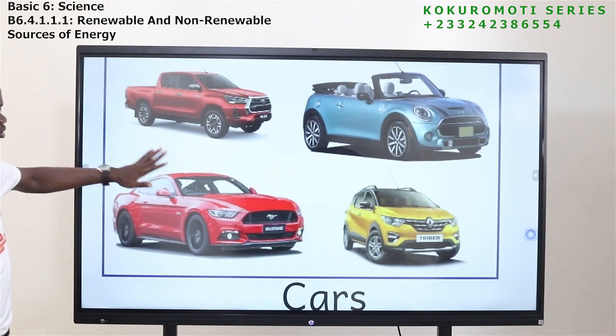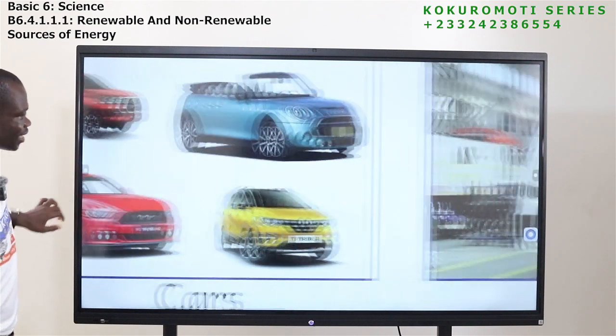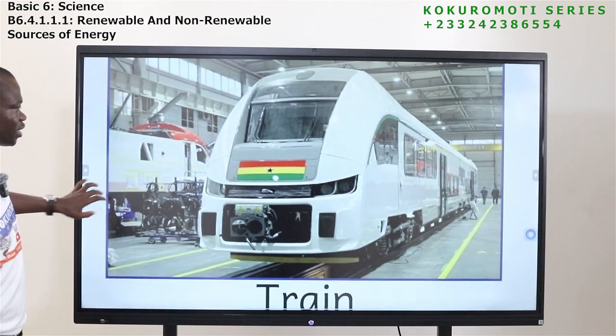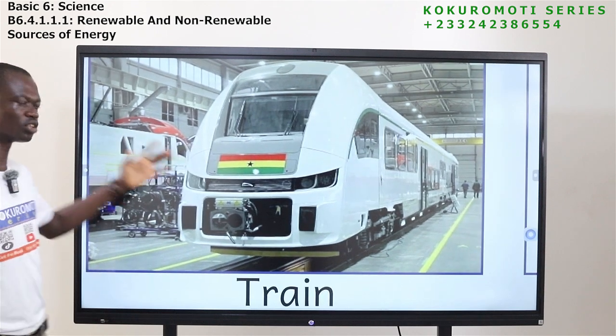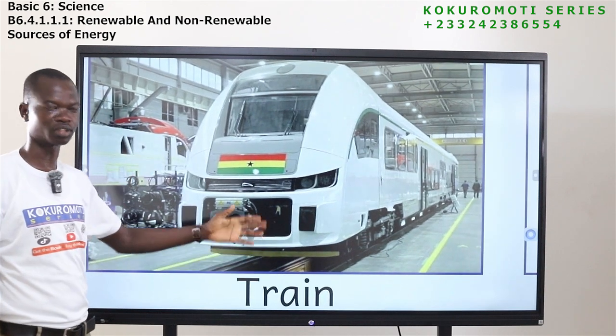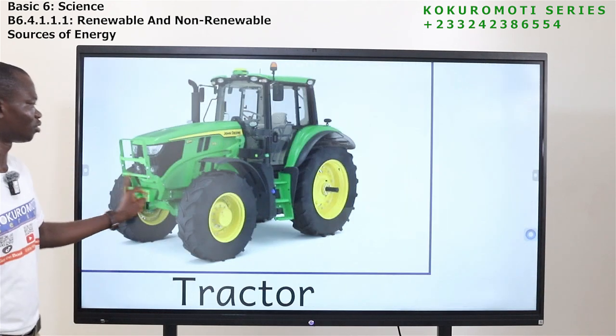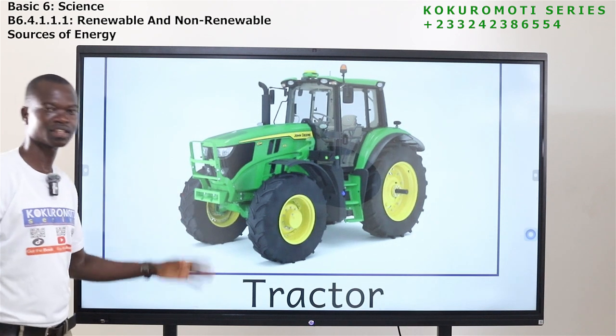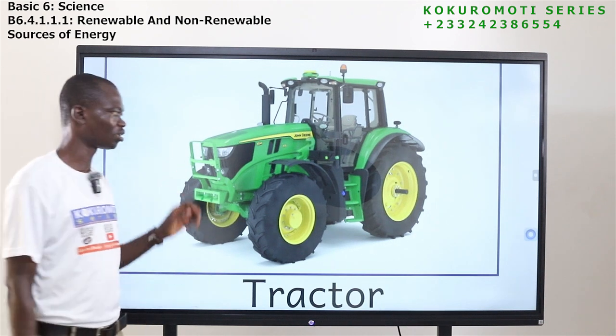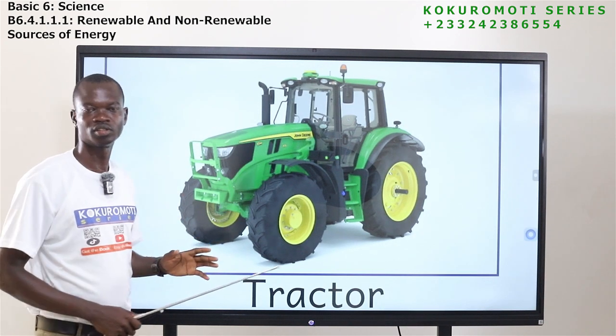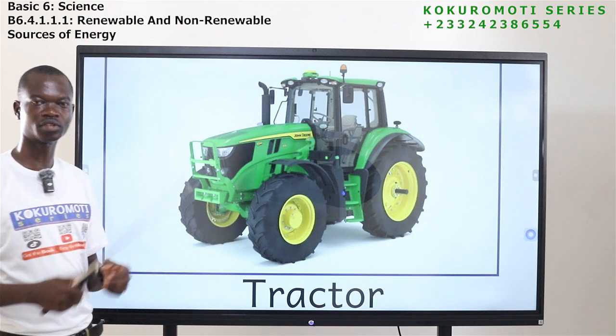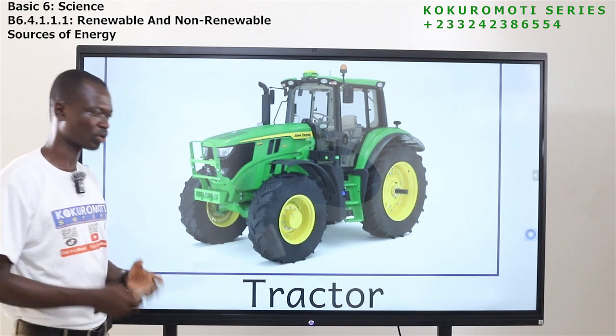Okay, so look at it. These are nice cars. And then we have a train here. Yes, they also use fuel. Without fuel, the train cannot move. And look at this one. This is a tractor. Tractors too are able to work, or they are able to move because of fuel. The fuel gives them energy to work.